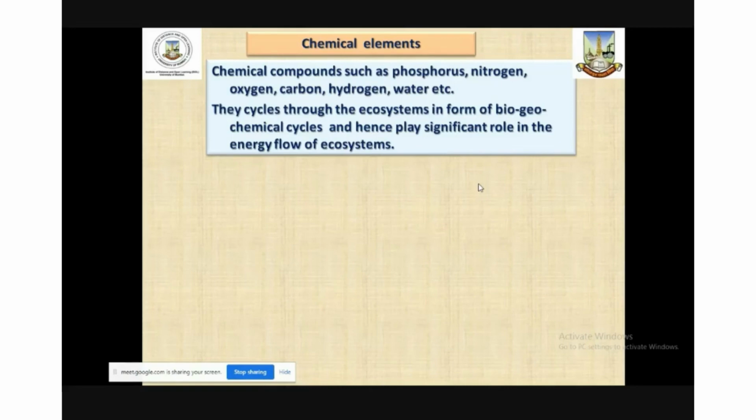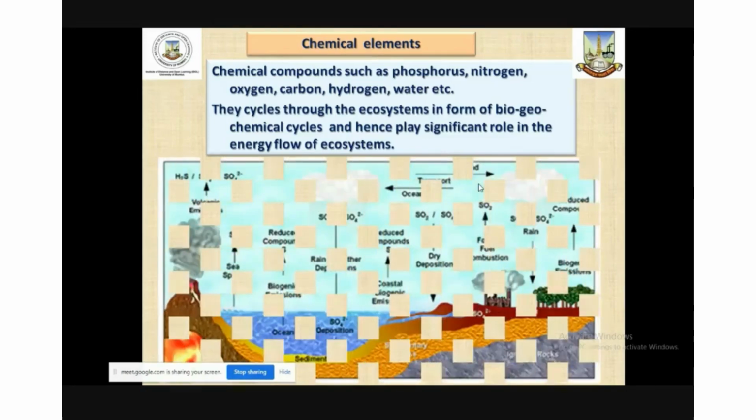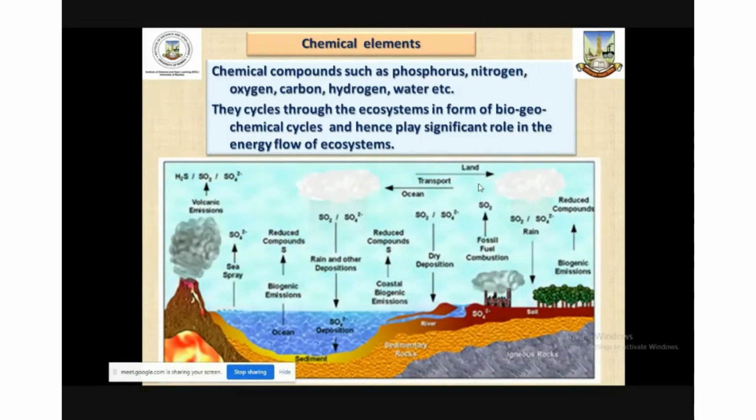most of these chemical compounds flow through the ecosystem. They play an important role in the energy flow of the ecosystem through biogeochemical cycles, which we will be discussing in minutes to come. Now, may it be nitrogen, phosphorus, oxygen, carbon, water or hydrogen, they cycle through the various spheres. It may be the lithosphere, biosphere, hydrosphere, or atmosphere. It continuously cycles through, and that also plays an important role in sustaining the ecosystem in one way or the other.